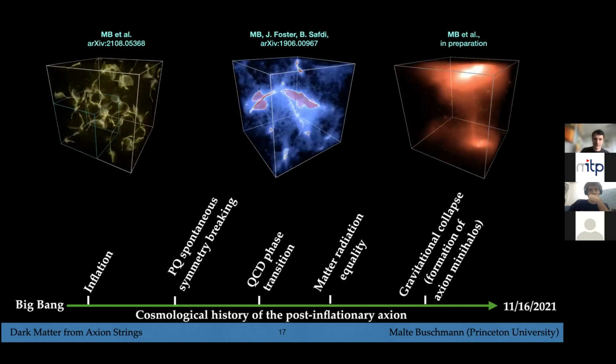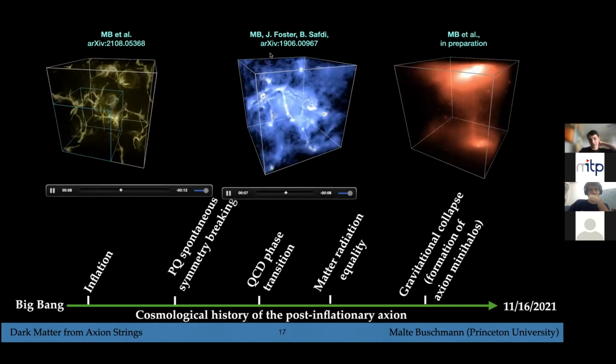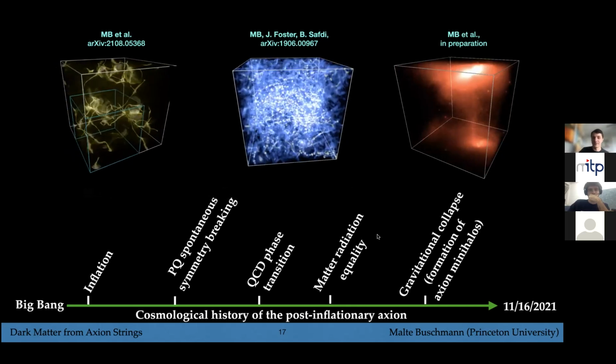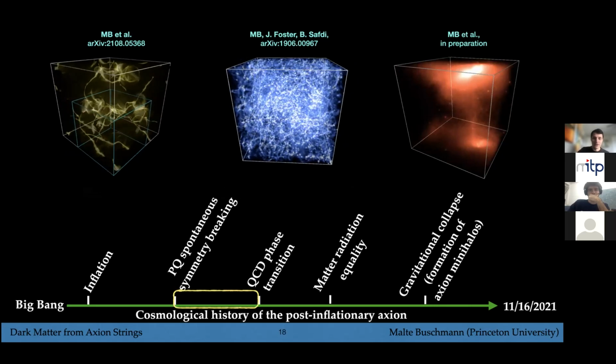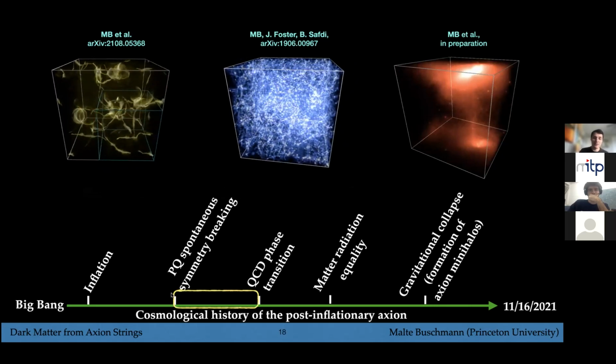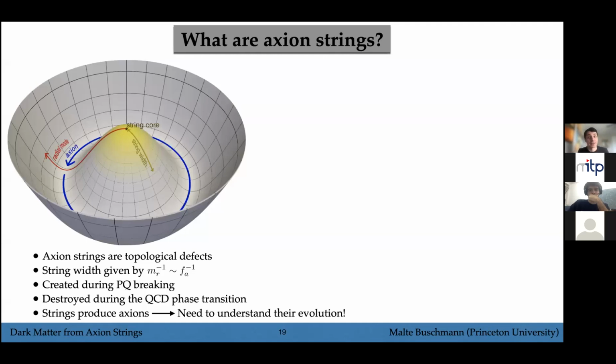Something that I, together with Ben Safdi and Josh Foster and a couple other people, have been doing over the last couple of years. So the stage I want to focus on is the time between the PQ phase transition and the QCD phase transition. The reason I want to focus on that particular time is because the evolution of the axion field there is what ultimately sets the axion mass, for reasons I will explain on the next slide.